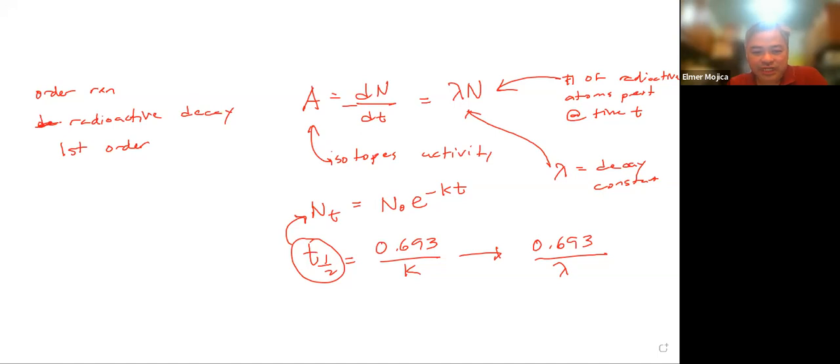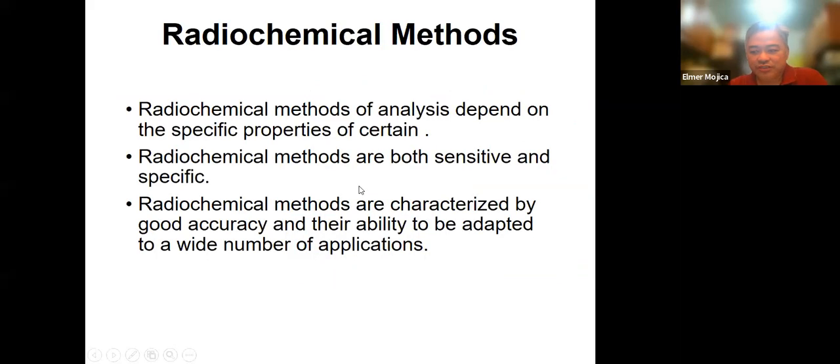method. Okay? And if we're going to look at these radiochemical methods of analysis, usually it depends on what we call the specific properties. And if you're going to look at these properties, it has something to do with the type and energy of the emitted radiation. And then the half-life, and also the decay schemes.